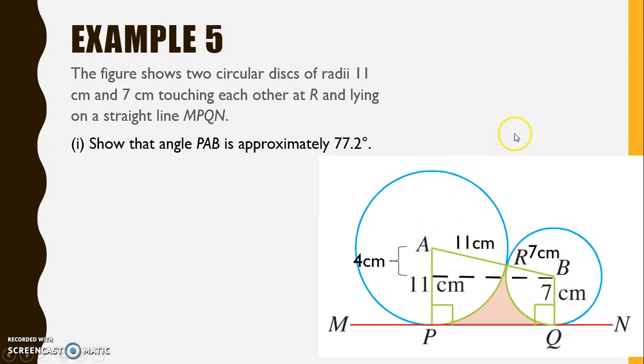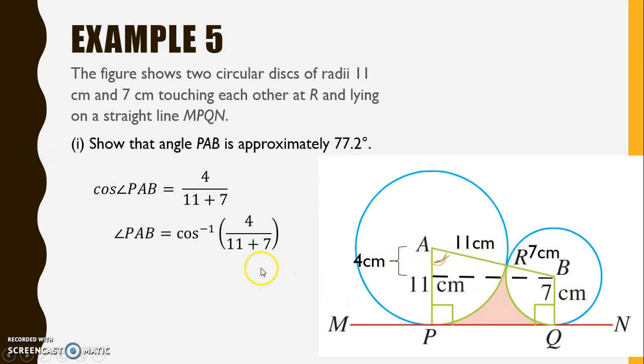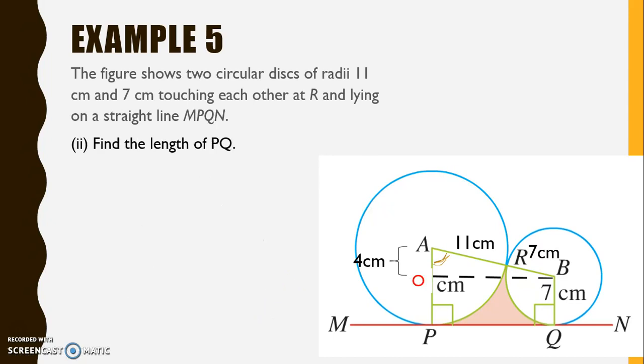Okay, I can use the cosine trigonometric ratio to get this. Cosine of angle PAB is just A over H, which is 4 over 11 plus 7. So angle PAB is cosine inverse of 4 over 11 plus 7. Evaluate this to be 77.1604 degrees. Rounded to 1 decimal place, I get 77.2 degrees.